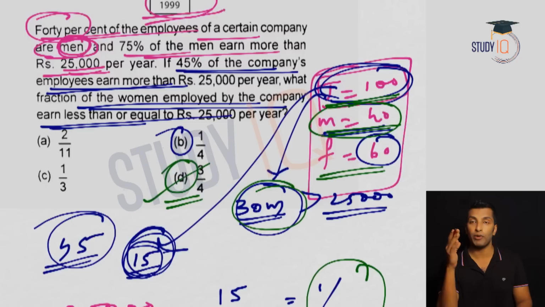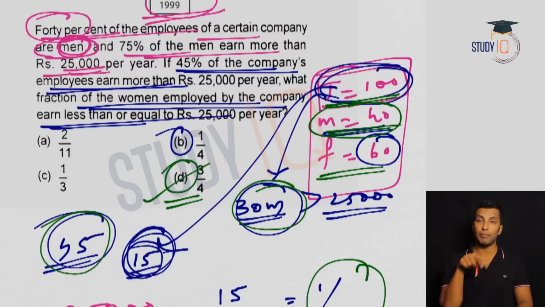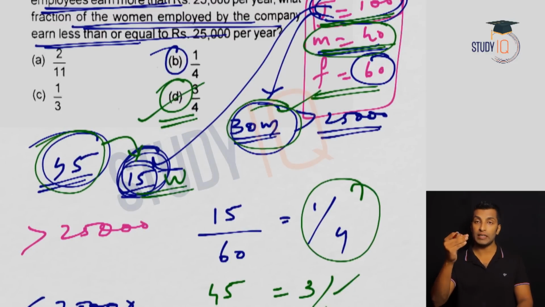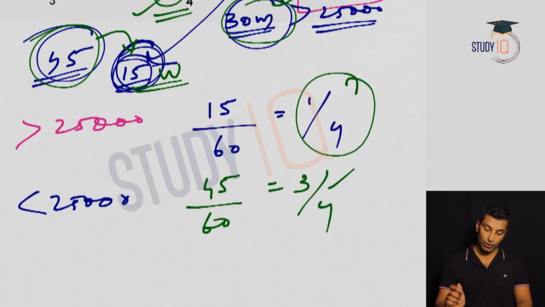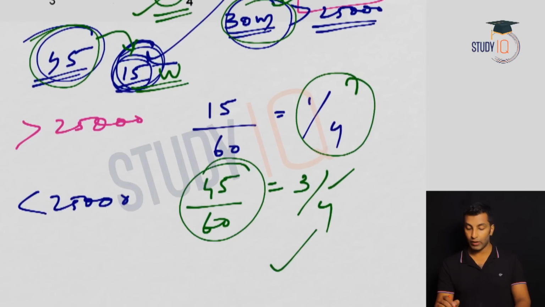So 45% of employees means 45 total number of people. Out of that, 30 men means 15 women. So 15 women earn more than 25,000, and total women is 60, so 45 women earn less than 25,000. Okay, so 45 women earn less than 25,000. So 45 by 60 is the required answer.